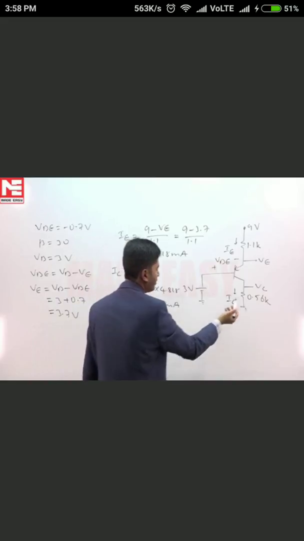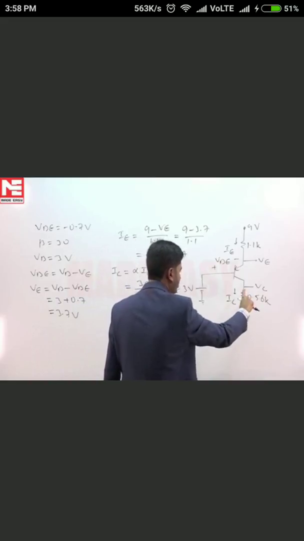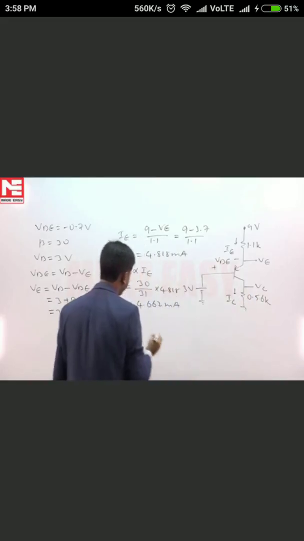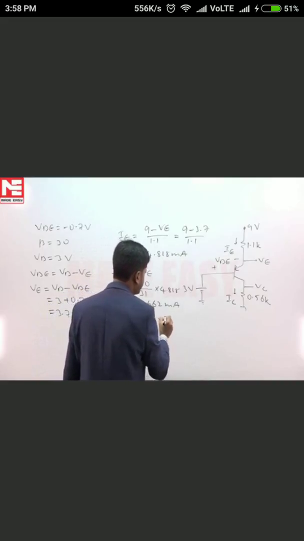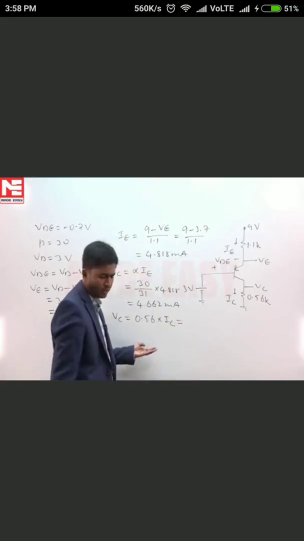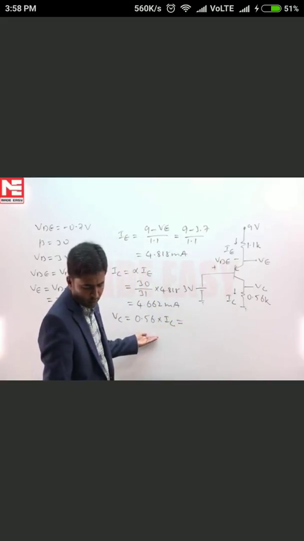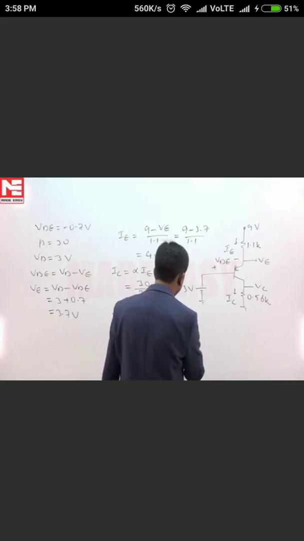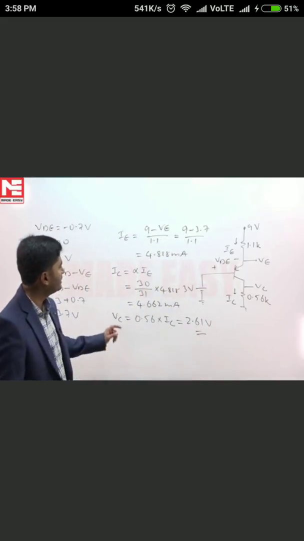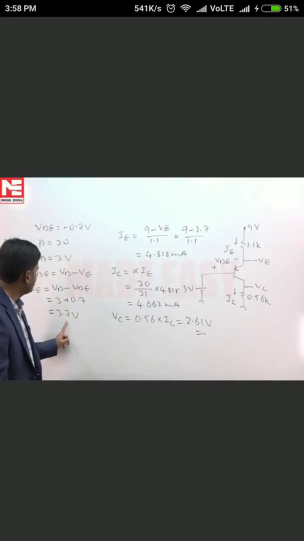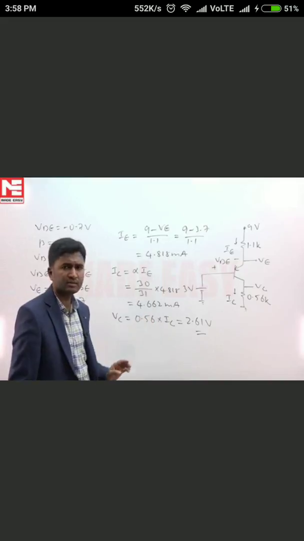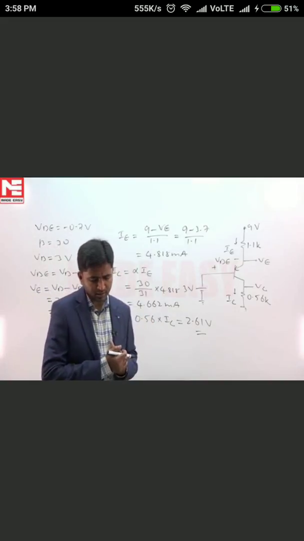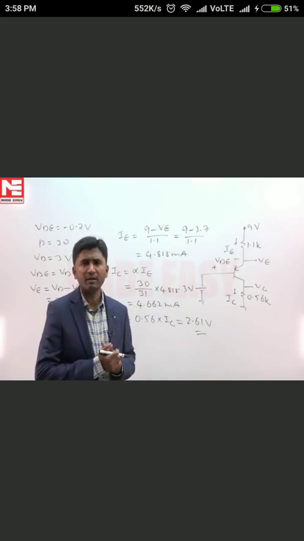Then you can tell collector voltage. Collector voltage will be the drop across 0.56 kilo ohm. Collector voltage is equal to 0.56 into IC. And if you find it out, it evaluates to 2.61 volt. So in this question, emitter voltage is 3.7 volt, base voltage is 3 volt, and collector voltage is 2.61 volt. Now if you look at the options, answer has to be the option.